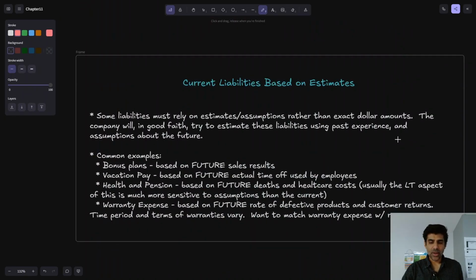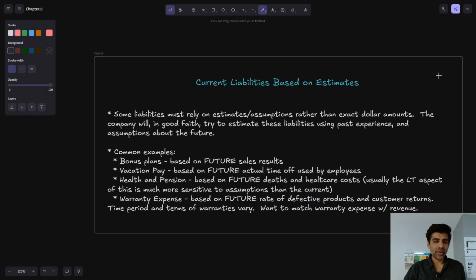Okay, so the other topic covered in the chapter is liabilities that are based on estimates. Some liabilities, you don't know the exact dollar amount. When you borrow from a bank or you have an account payable for inventory you bought, you know the exact amount you owe. Some liabilities, you don't know that. You have to estimate that.